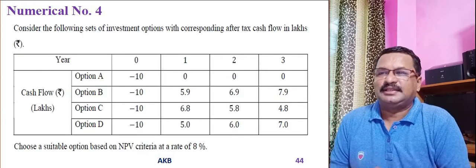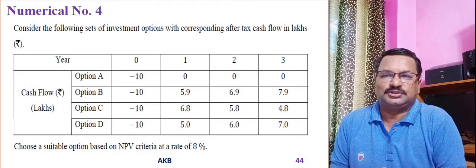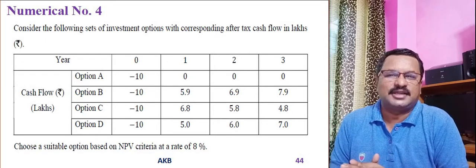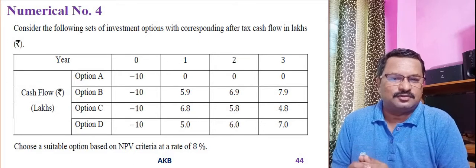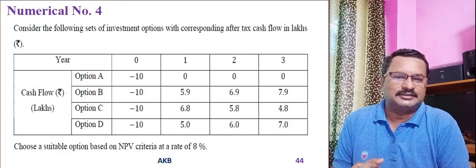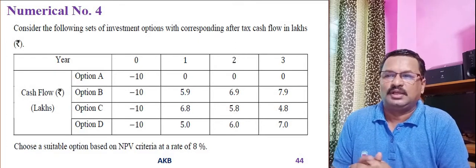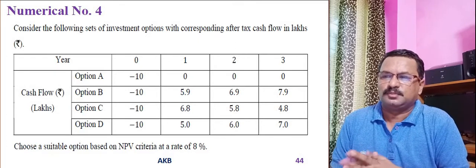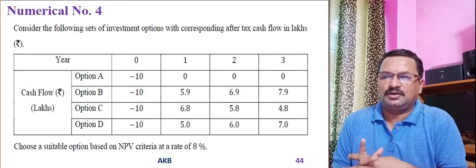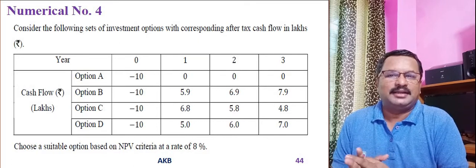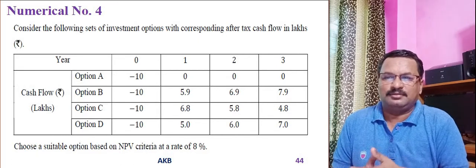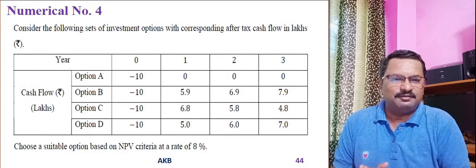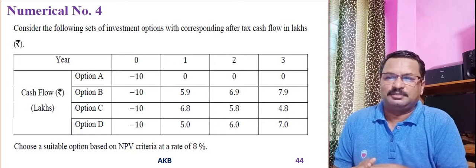So they are saying that consider the following set of investment options with corresponding after tax cash flows in lakhs. So they have given the cash flows after deducting annual taxes from each of the cash flow. There are 4 options: option A, option B, option C, option D, and for the 0th year the cash flow is negative, which indicates total capital investment for each of the project.